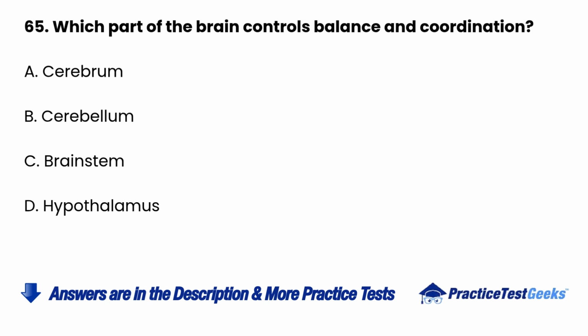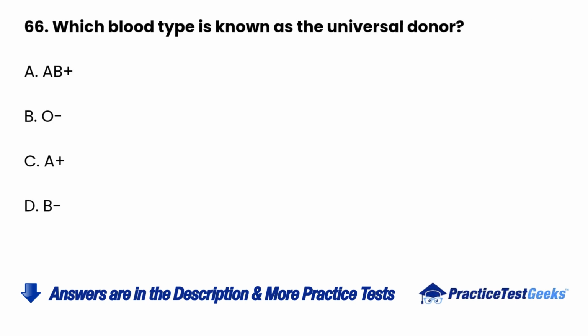65. Which part of the brain controls balance and coordination? A. Cerebrum. B. Cerebellum. C. Brainstem. D. Hypothalamus.